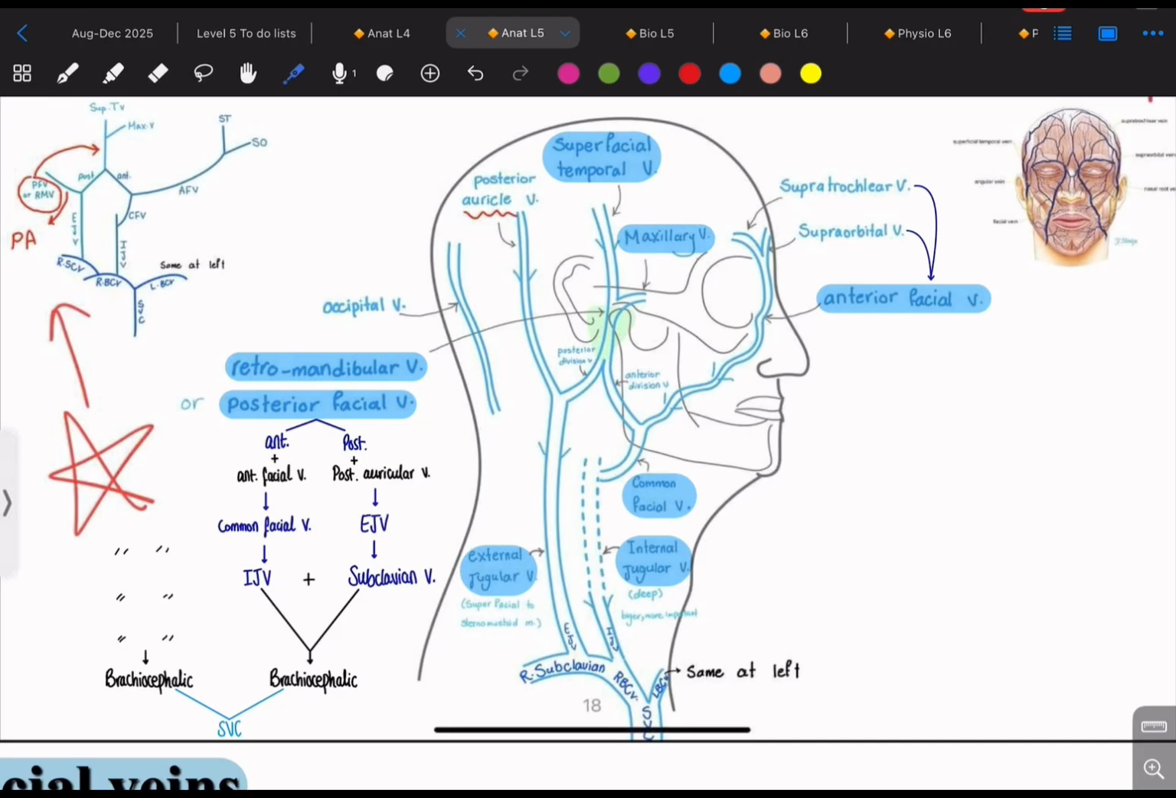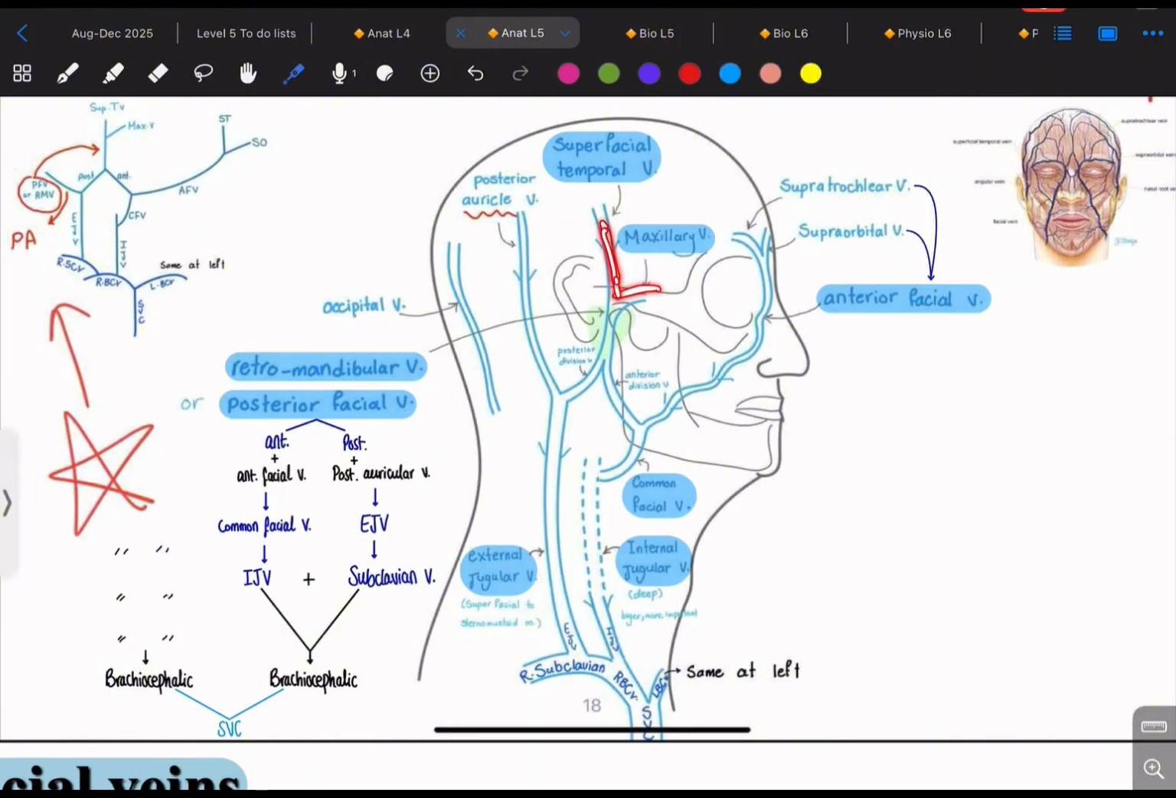Okay. The first 2 veins we're going to talk about are the same as the arteries. If we remember, in the termination of the external carotid artery, we said it terminates into 2 branches, right? And where did it terminate? It terminated at the parotid gland, the salivary gland, right? So at the gland, which is at the neck of the mandible, we said the termination of the external carotid artery happened here, and it gave us the maxillary artery and the superficial temporal artery. Now we're gonna see the opposite. We're gonna see the veins. So we're gonna see the maxillary vein and the superficial temporal vein.